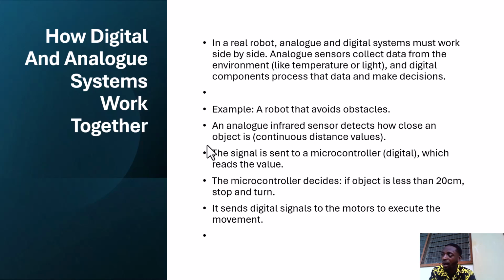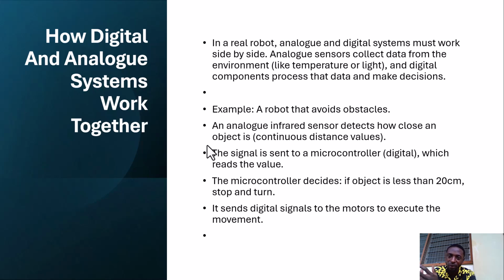Example: a robot that avoids obstacles. An analog infrared sensor detects how close an object is, producing continuous distance values. A signal is sent to a microcontroller, which is digital, and it reads the value. I hope you understand. Then the microcontroller decides that if the object is less than 20 centimeters, it should stop and turn.